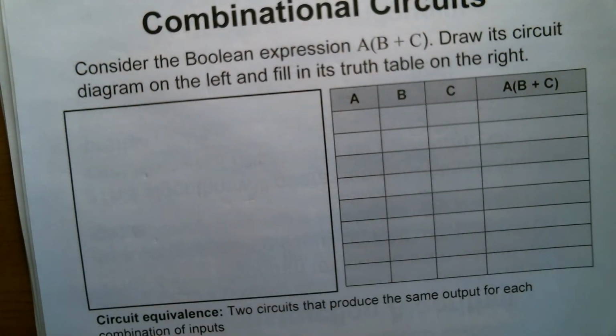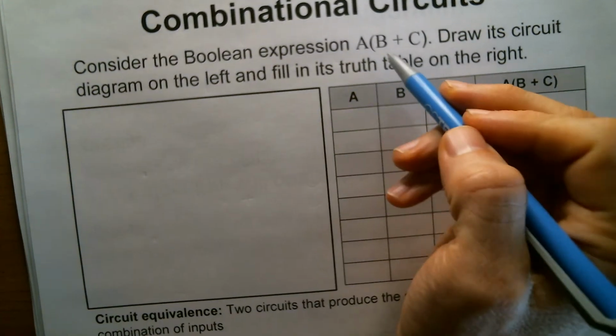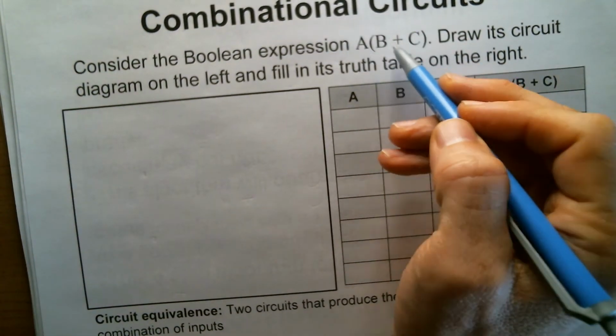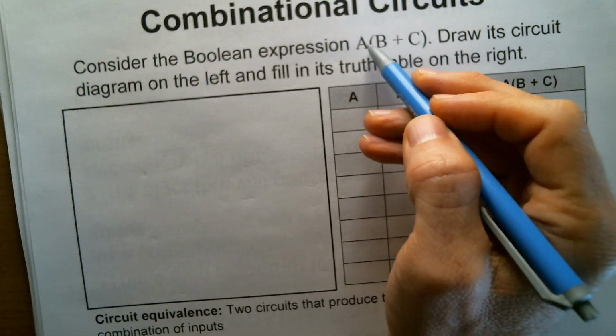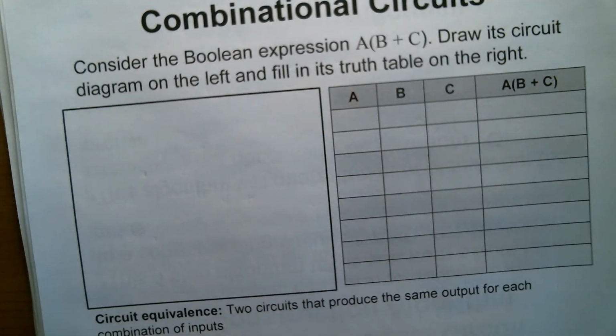Combinational circuits. Consider the Boolean expression A and (B or C). So B or C is happening first because it's in parentheses, and then we're taking the result of that and ANDing it with the input A. Draw its circuit diagram on the left, and fill in its truth table on the right.